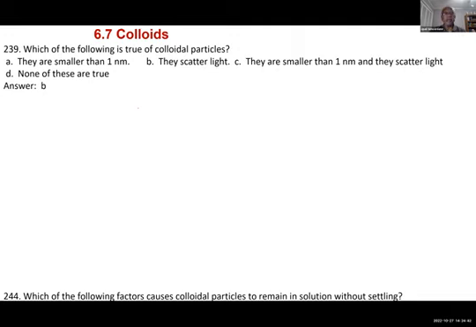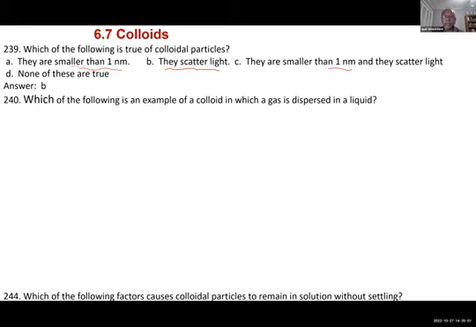They are greater than 1 nanometer, not therefore only scattering. I said, I didn't read the question. Colloids are greater than 1 nanometer. This is also wrong. Greater than 1 nanometer.